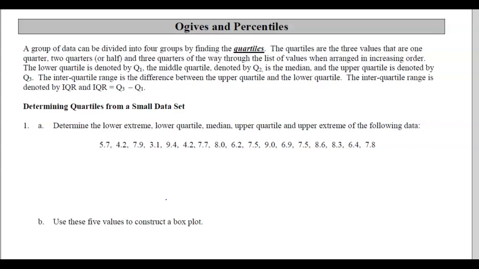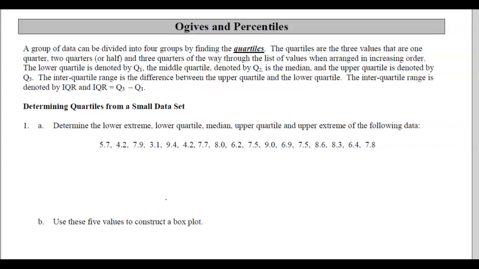Today we're looking at ogives and percentiles. Sometimes people say ogives. It's ogives as far as I know. I looked it up last year, I think, just to check. Everyone pronounces it a little bit differently, but really what an ogive is, is a cumulative frequency graph.